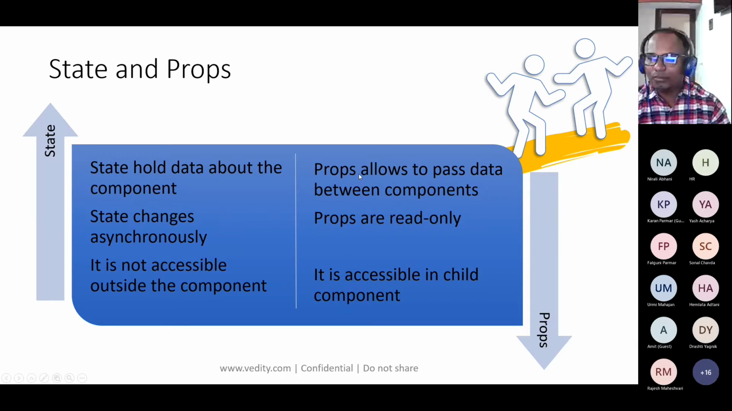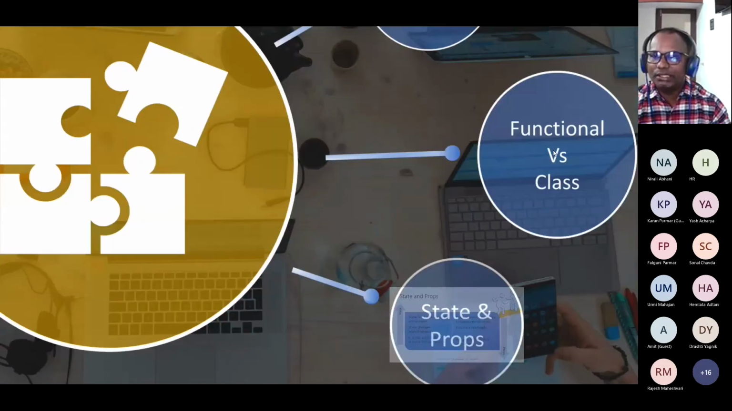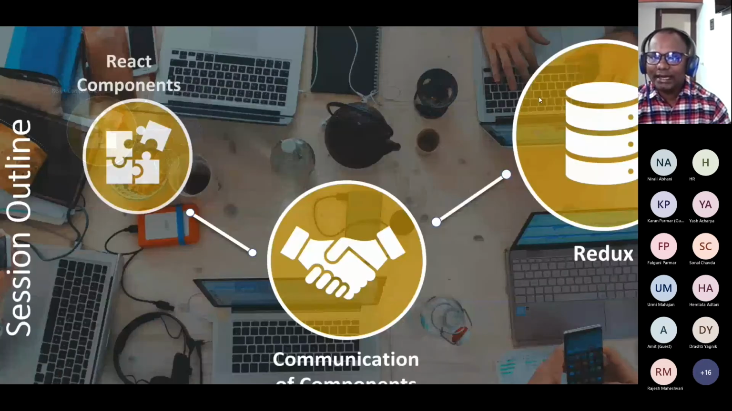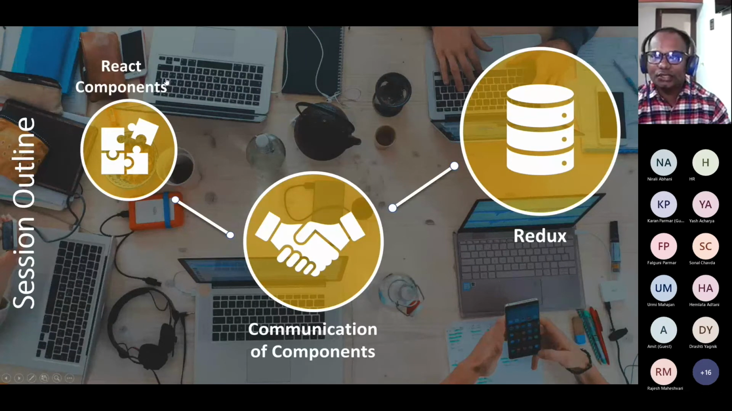On the other side, when we talk about state, it's not accessible outside the component, as I said, and props are accessible in the child component. We will talk about props in more detail, because we want to communicate between components and we need to learn that. But this is the basic idea of how these two things work. At this level, I have just given a small introduction so you have the basic idea of what a React component is. Now let's actually see communication between components.